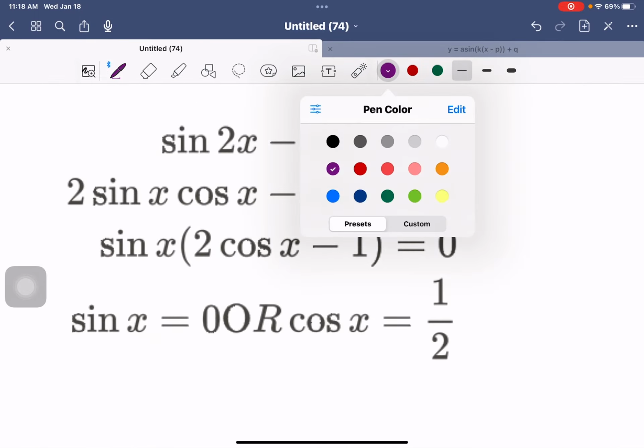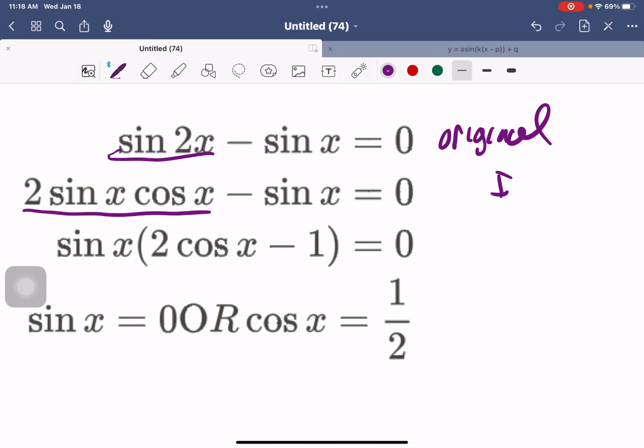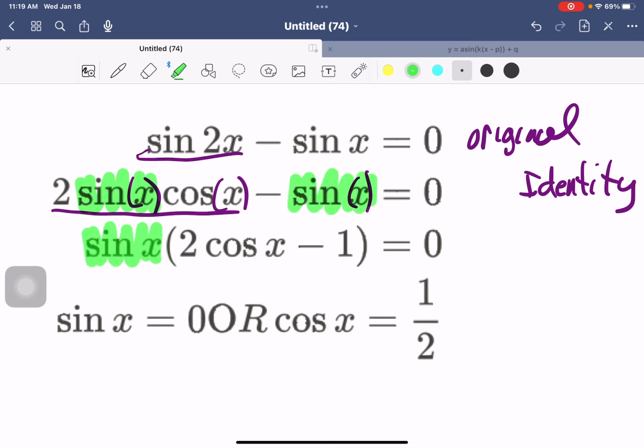So in the first line, that's just the original. The second line, I notice that I can represent sine 2x as 2 sine x cos x. So I'm just going to put beside that, I use the identity. And that's to get everything with just a single x in the equation. Well, now I know I can solve it. The next step involves common factoring. So I see that sine x and sine x are common factors. So I common factor out sine x.